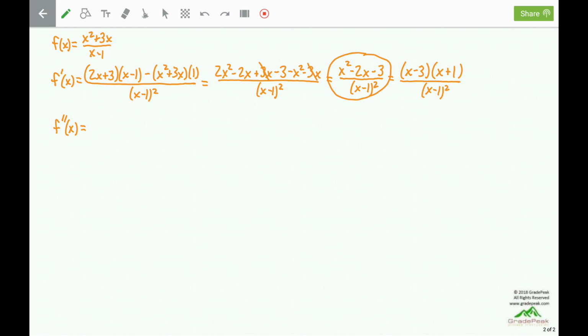It is a quotient of two expressions of x, so a quotient rule will again be needed. The derivative of the numerator, which is 2x minus 2, times the denominator left alone, x minus 1 squared, minus the numerator left alone, x squared minus 2x minus 3, times the derivative of the denominator, which is a power rule. Bring the power down, leave the inside alone, subtract 1 from it, it'll be to the first power, and then multiply by the derivative of the inside. And the entire thing will be over the denominator squared.